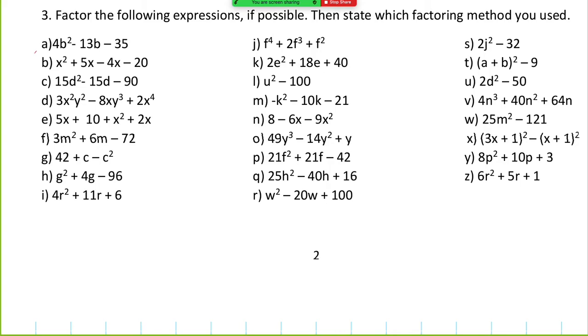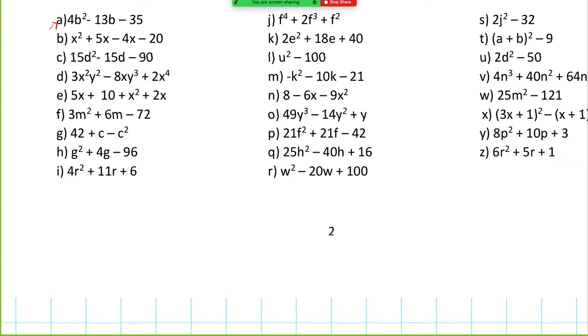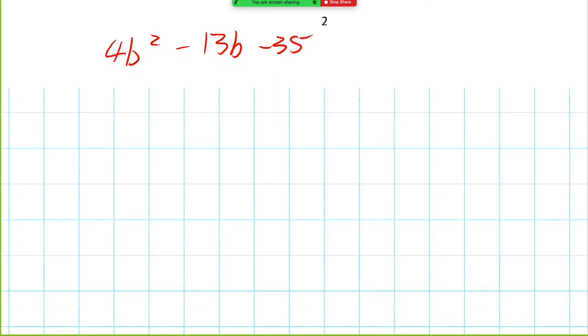This one wants us to factor, so we have quite a few different questions we can work through. I'm going to take a look at this very first one here. I think I have room at the bottom of this page. I do. Great. I'm going to rewrite it here. We get 4b squared minus 13b minus 35. So this is a question where they want us to try to factor what we have.